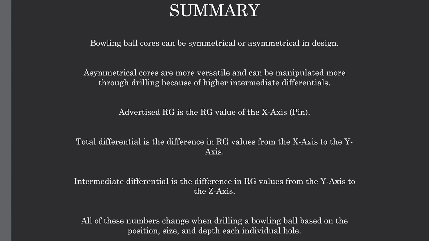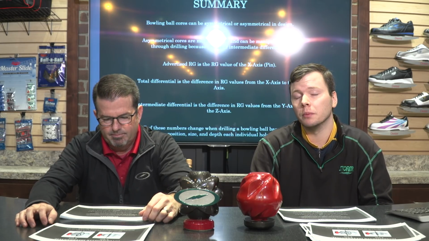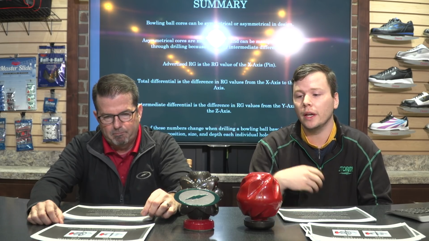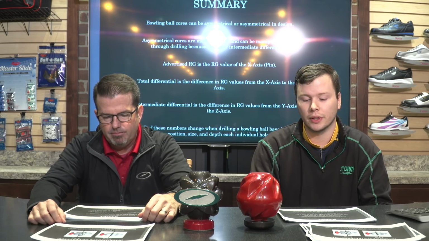Quick summary of everything that we talked about today. Bowling ball cores can be either symmetrical or asymmetrical in design. Each one has pros and cons. You should have a mixture of both in your bag for sure. Asymmetrical cores are going to be a little bit more versatile, as we talked about. They can be manipulated a little bit more through the drilling because of those higher intermediate differentials. You can swing the PSA one direction or the other, and it is going to have a little bit of an influence in how the bowling ball is going down the lane.